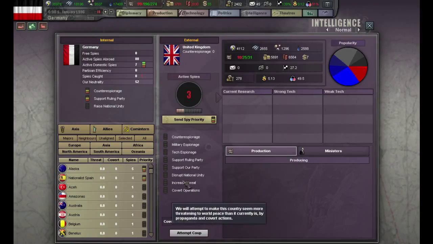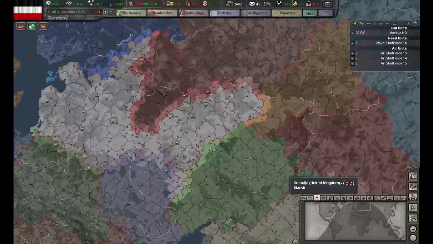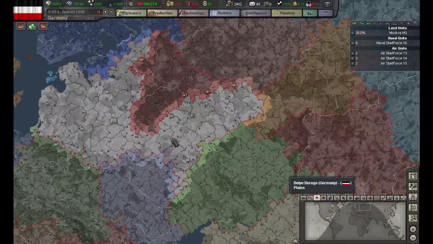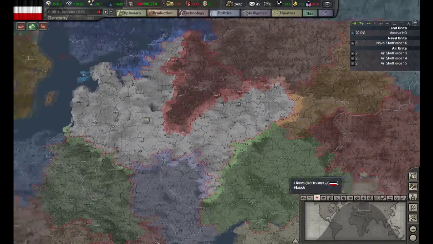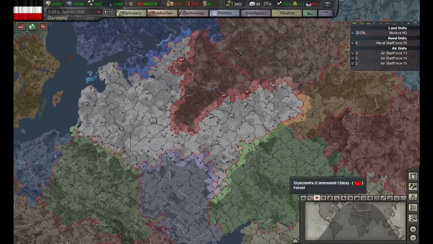But what we're really going to be interested in is this option right here, increased threat. Basically, it does exactly what the tooltip there says. We will attempt to make this country seem more threatening to world peace than it currently is. Because they share a border with us, their threat will impact us greatly. And our population will see them as a country worth going to war with.